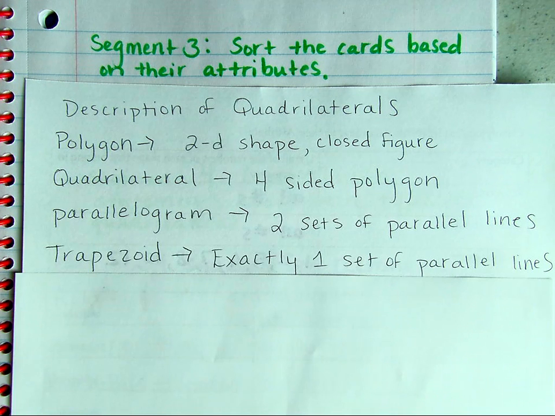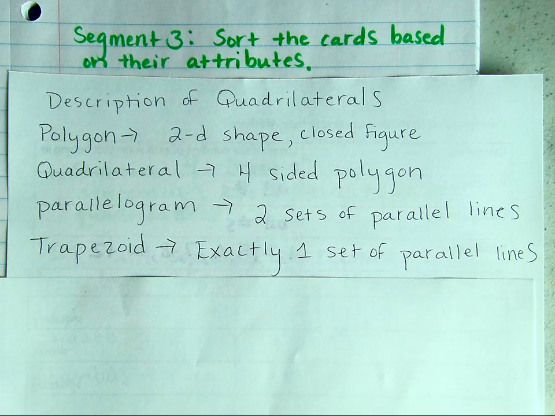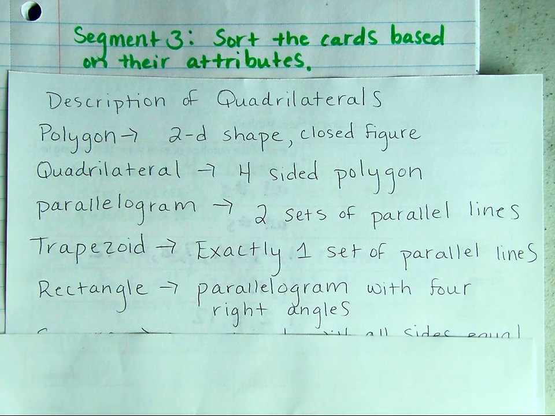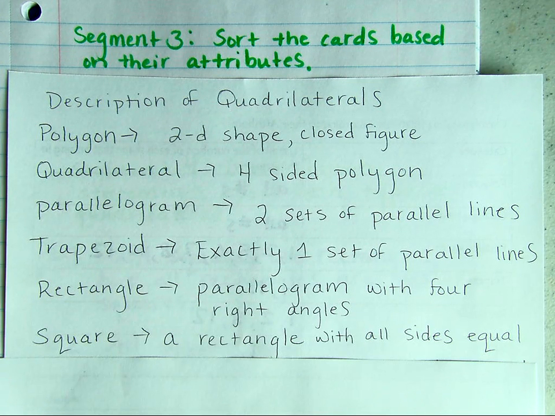A trapezoid has exactly 1 set of parallel lines. A rectangle is a parallelogram, so that means it has 2 sets of parallel lines, that has 4 right angles. A square is a rectangle, so that means it has 4 right angles, with all sides equal. And finally, a rhombus is a parallelogram with all sides equal.